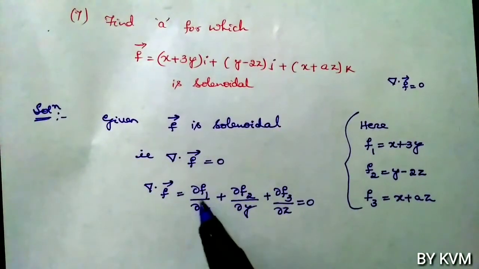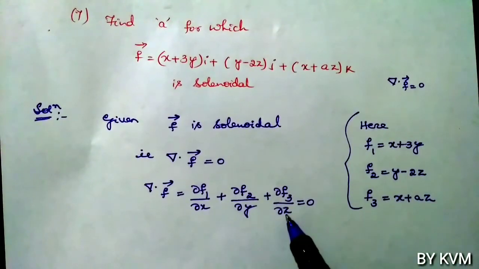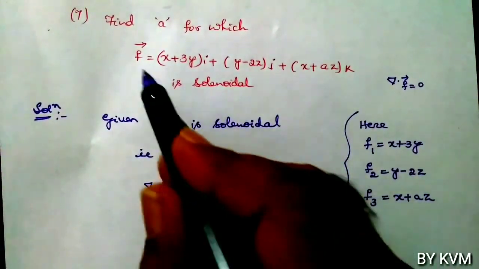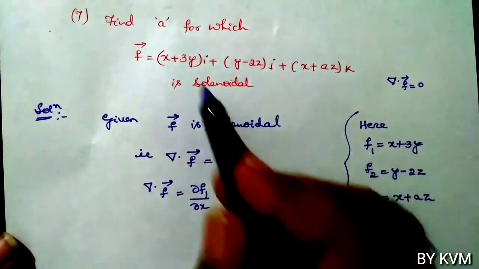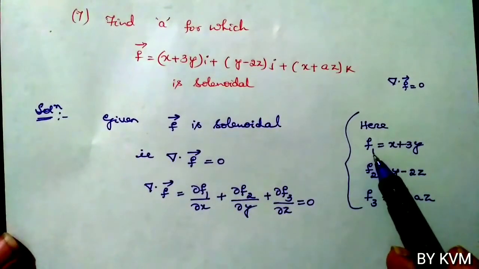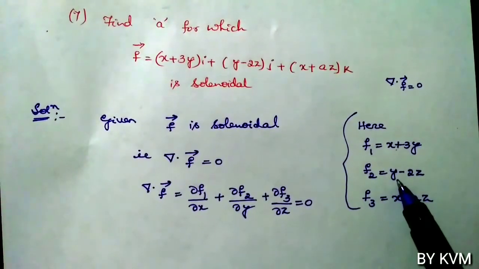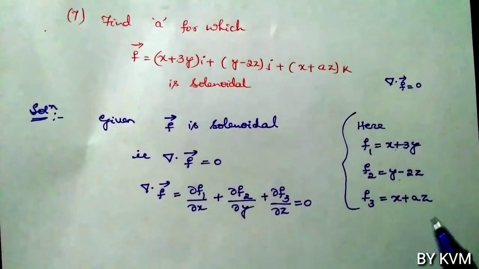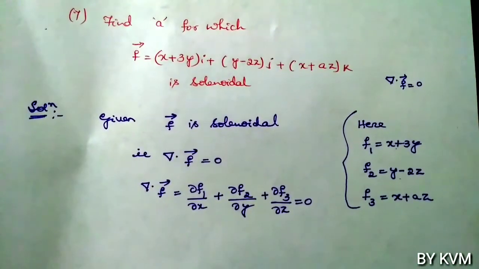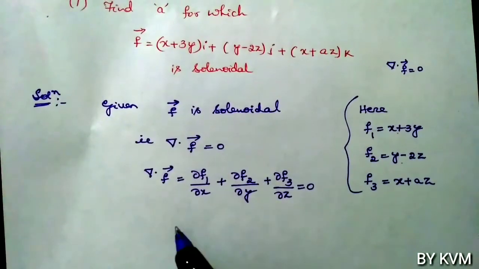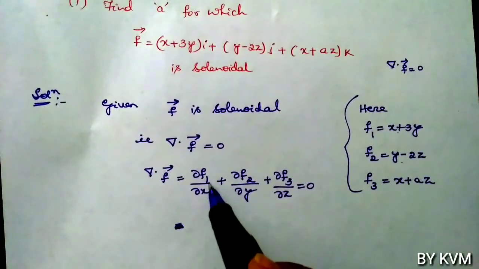So del dot vector f equals ∂f1/∂x plus ∂f2/∂y plus ∂f3/∂z, which is equal to 0. So now in the vector f, take the coefficient of i as f1, that is x + 3y, the coefficient of j as f2, that is y − 2z, and the coefficient of k as f3, that is x + az. So now this is equal to ∂f1/∂x. What is ∂f1/∂x?